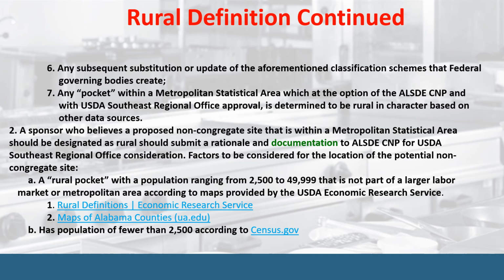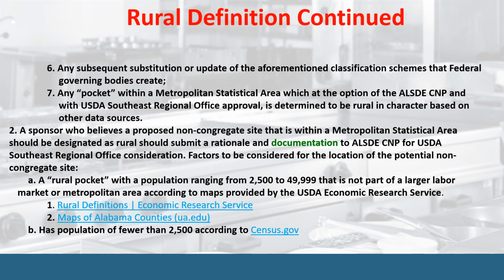Any pocket within a metropolitan statistical area which, at the option of ALSDE CNP and with USDA Southeast Regional Office approval, is determined to be rural in character based on other data sources. A sponsor who believes a proposed non-congregate site that is within a metropolitan statistical area should be designated as rural should submit a rationale and documentation to ALSDE CNP for USDA Southeast Regional Office consideration.